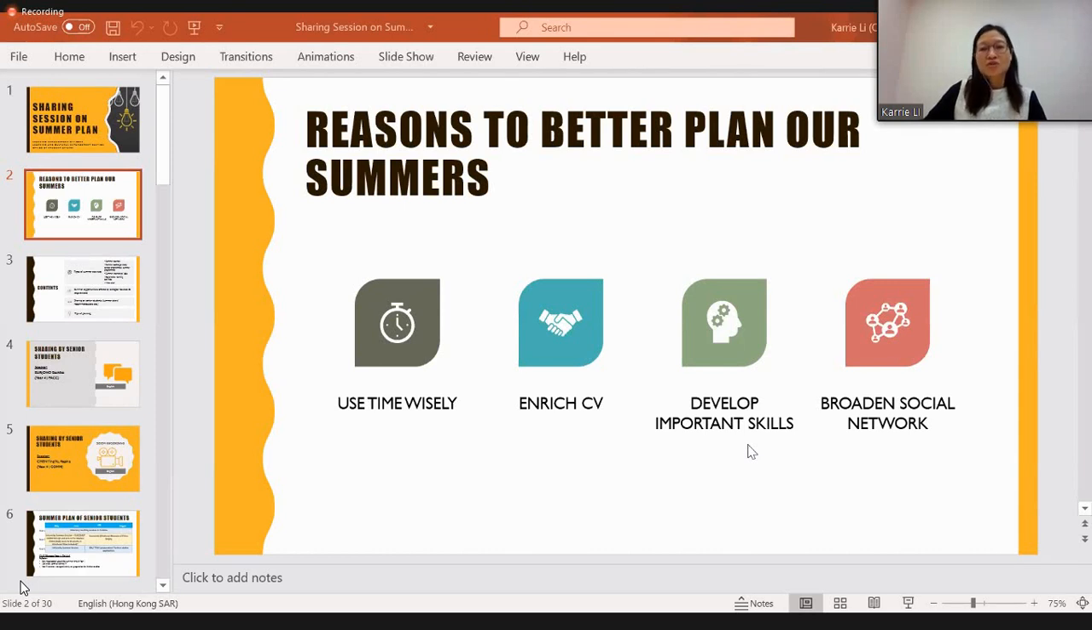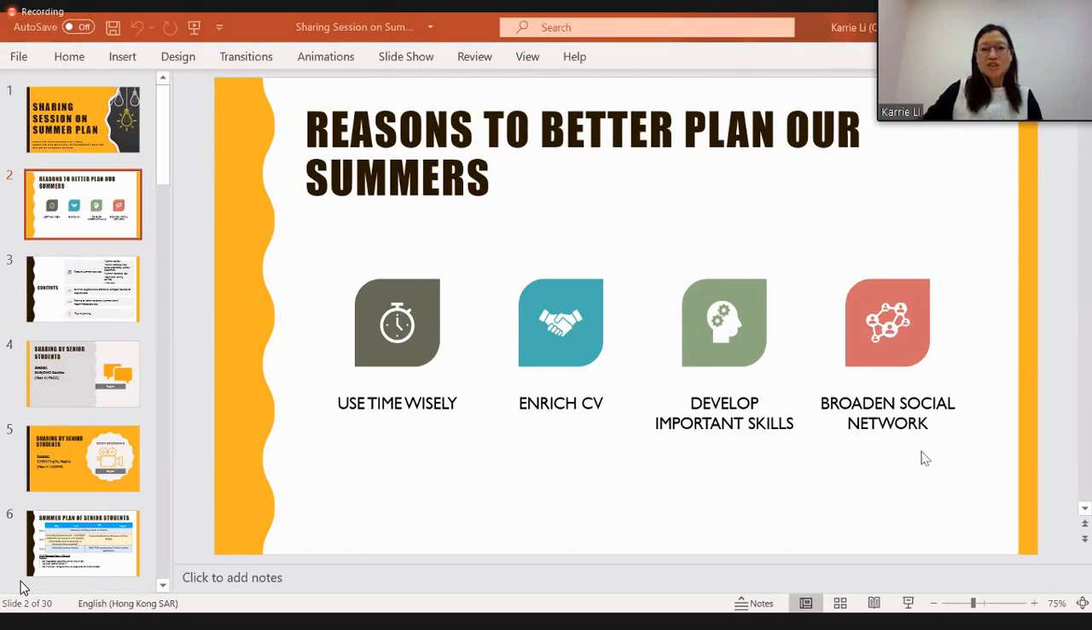well as communication skills. And lastly, by joining different kinds of activities, you will be able to meet your peers with different cultural background. And by joining some internship programs, you may be able to meet people from different walks of life. So it will help broaden your social network.